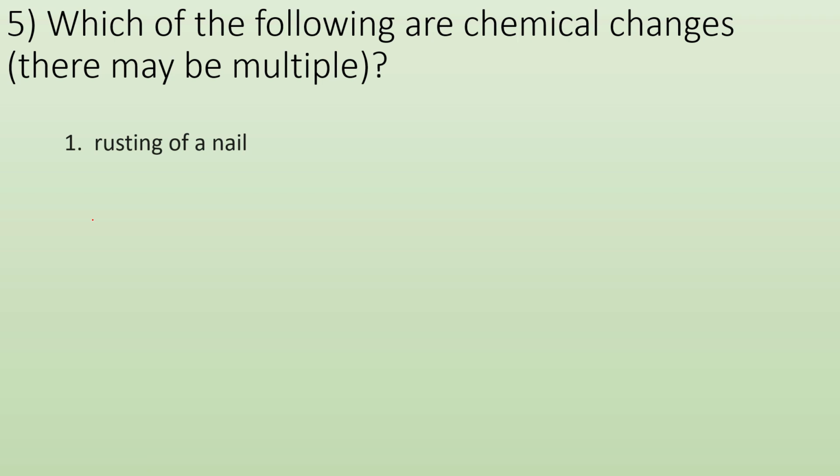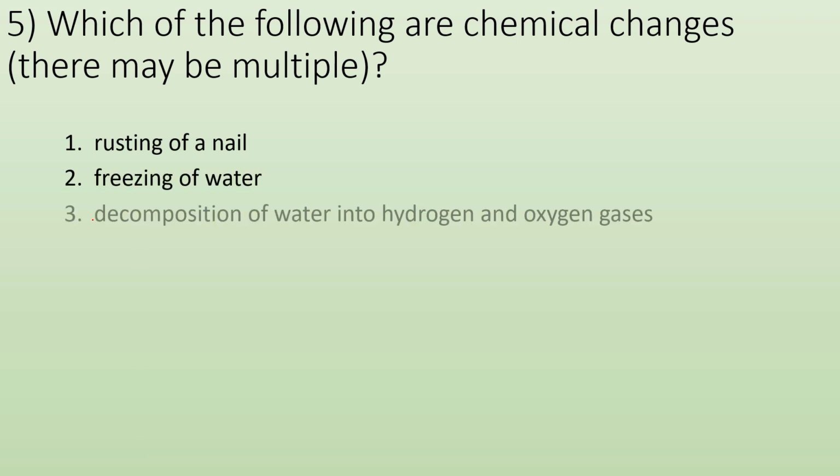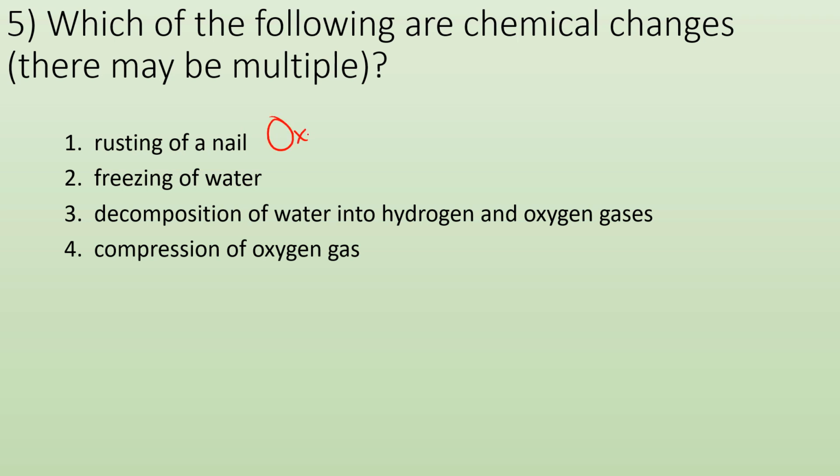Which of the following are chemical changes, and there may be multiple? Well, let's see. Rusting of a nail. Well, that's oxidation, right? Rusting is a chemical change. So that's a chemical change. Freezing of water, that's a physical change. It's still water. It's just changing what state it's in from liquid to solid. Decomposition of water into hydrogen and oxygen gases, that's definitely a chemical change.